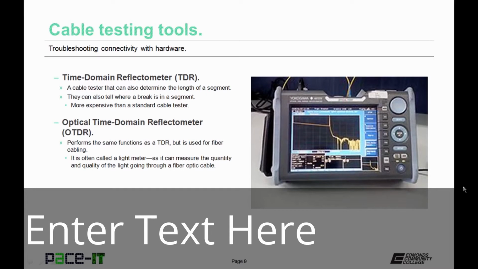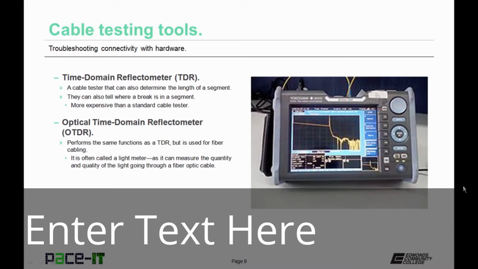Then there is the time domain reflectometer. This is a cable tester or certifier that can also determine the length of a segment. They can also tell where a break is in a segment, which can then allow you to put in a splice. They are more expensive than a standard cable tester or certifier.